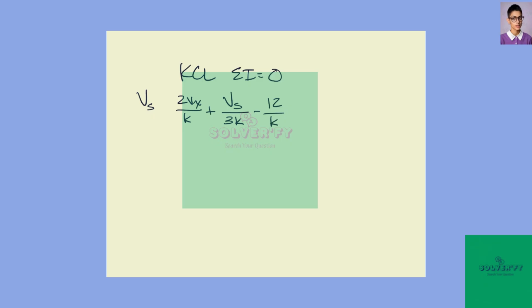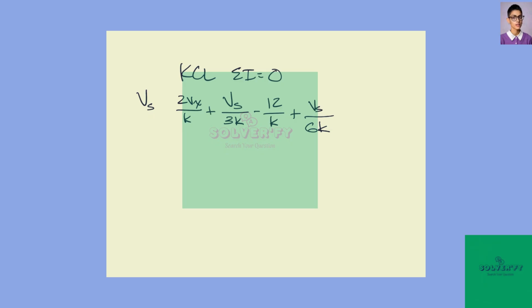So minus 12 over k, and then in the last branch on the left, I have current coming out of the node that is V sub s over 6 kiloohms.